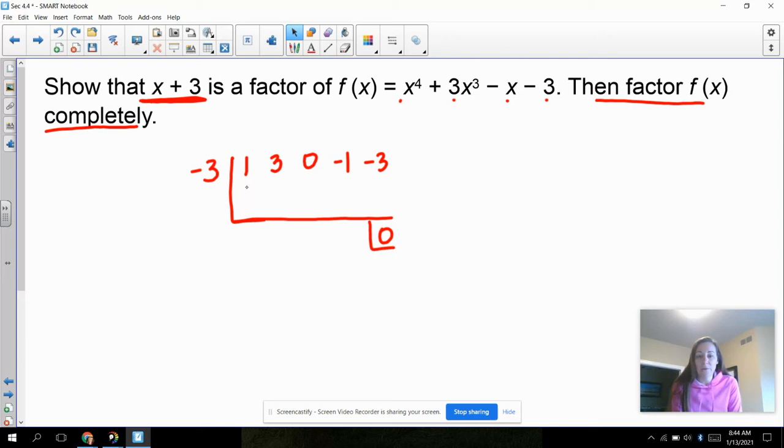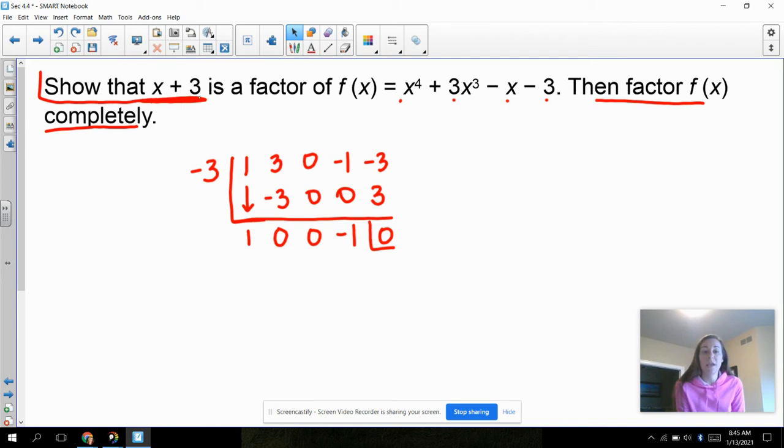I'm going to drag out the 1, multiply, add, multiply, add, multiply, add, multiply, add. Okay, pay attention because it told me that it was a factor. So if you do all this work and get something other than 0, erase and start over because you did something wrong. You are supposed to get 0 when it's worded this way.